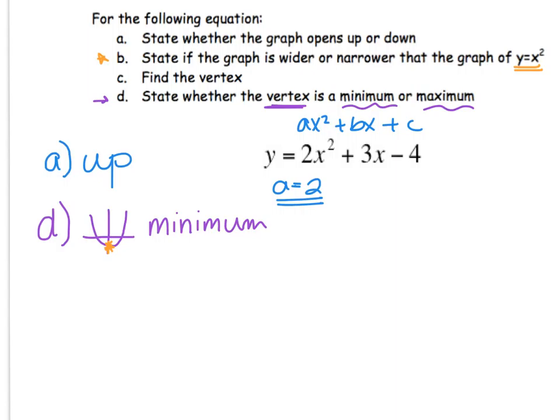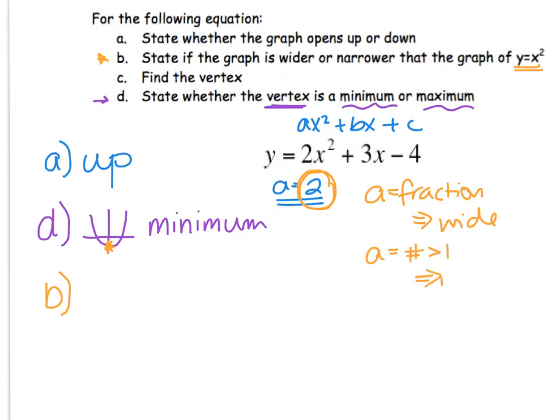Next, I'm going to look at part B. Part B says to determine if it's wider or narrower. Now, we've talked about this before. That's how we find looking at our A value. If A is a fraction, then it's going to be wide. If A is a number greater than 1, then it will be narrow. And if A is 1, then it will be normal.